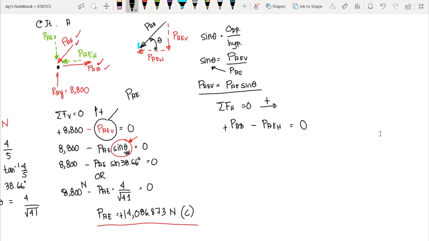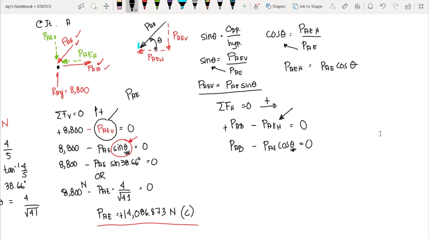Now again, we should eliminate PAEH here and replace it by PAE, the inclined force. So we have PAB, our unknown, minus. Now this one, going back to this figure, we have cosine of theta equal to adjacent over the hypotenuse. The adjacent of theta is PAEH over the hypotenuse PAE. So we have PAEH is equal to PAE cosine of theta. Correct? So you just cross multiply. So we have PAB minus the force of member AE, cosine of theta, is equal to 0. So again, you can use theta here, 38.66 degrees, or you can substitute cosine theta here as a fraction.